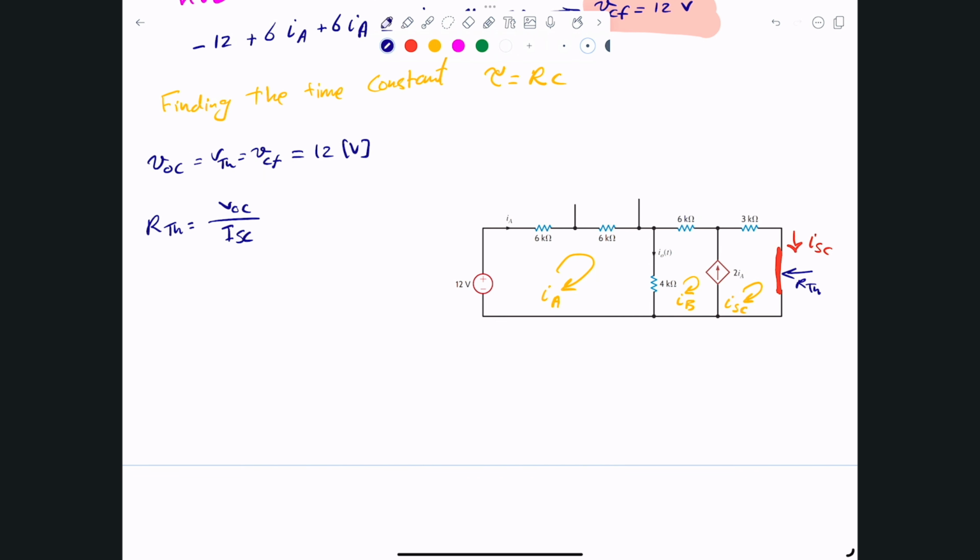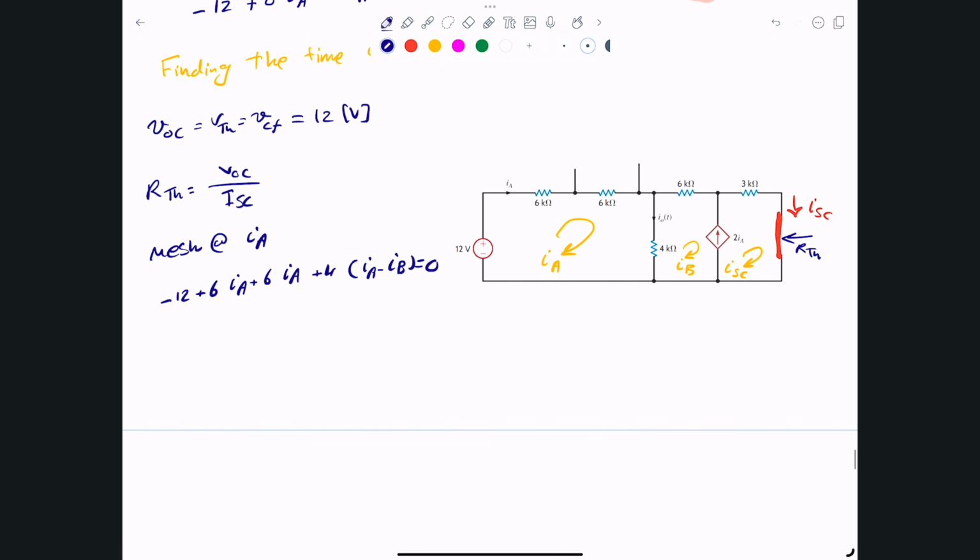All right. So what we need to do is write mesh at I of A, for example. That will give me -12 plus 6 I of A plus 6 I of A plus 4 I of A minus I of B equals 0.